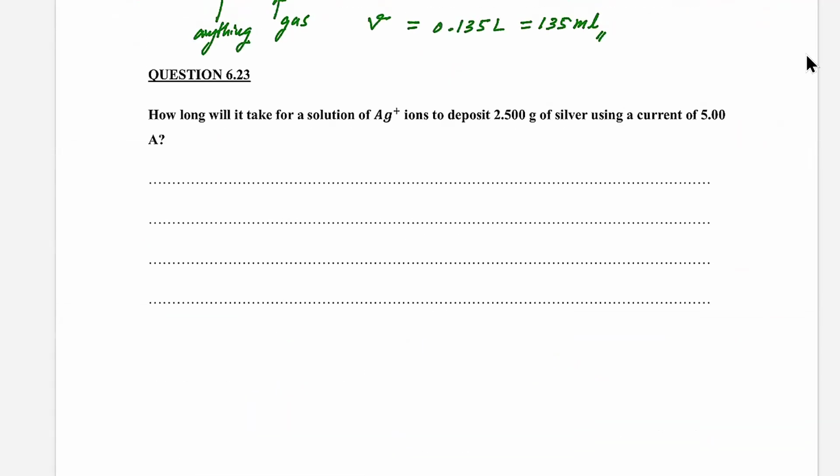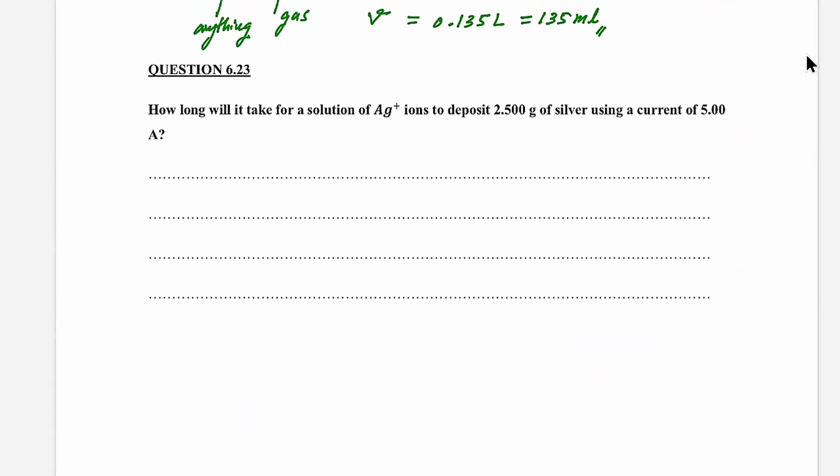So that's the last question. We are finishing unit 3 now. So this is the last part. It's just calculation. How long will it take for a solution of Ag+ ions to deposit 2.5 grams of silver using a current of this? Okay, how long? Time. Quickly do it, Kavya.